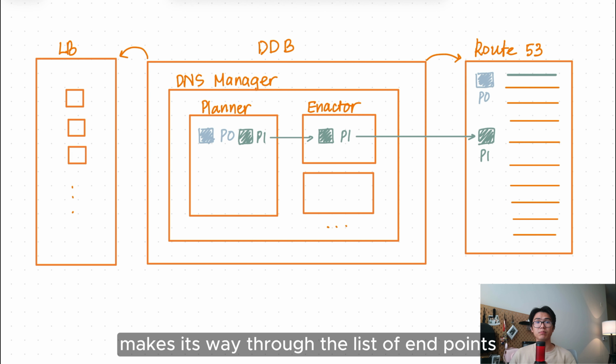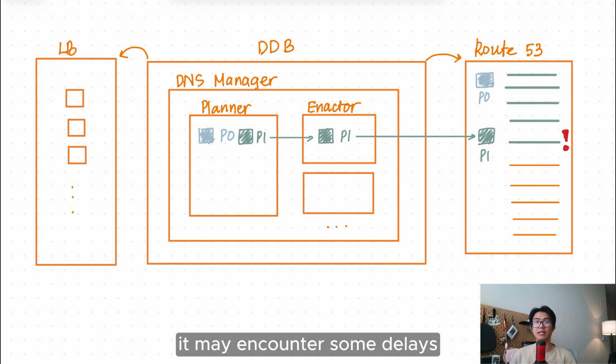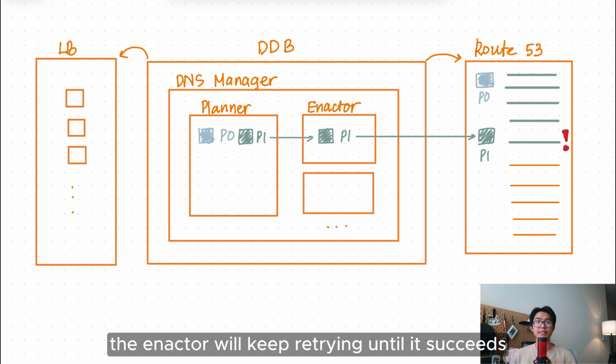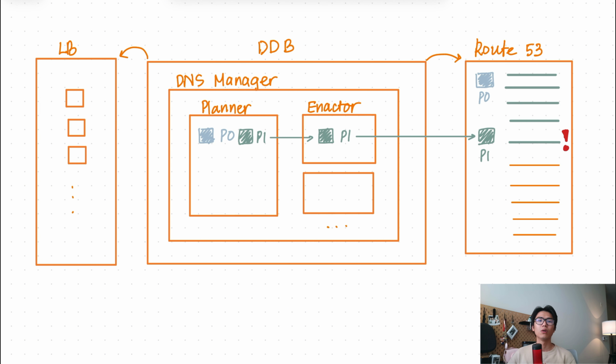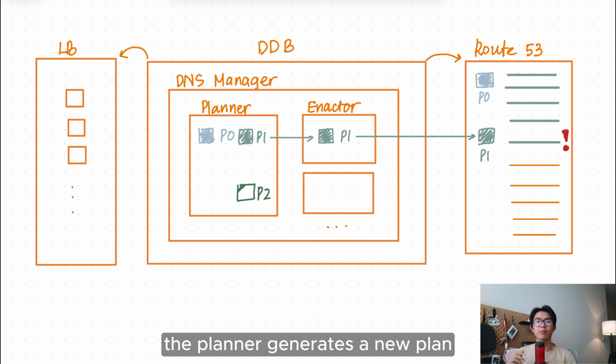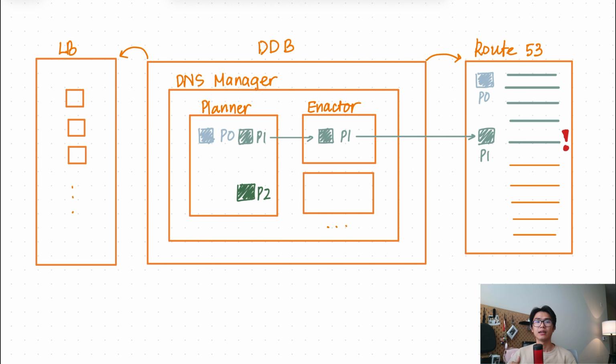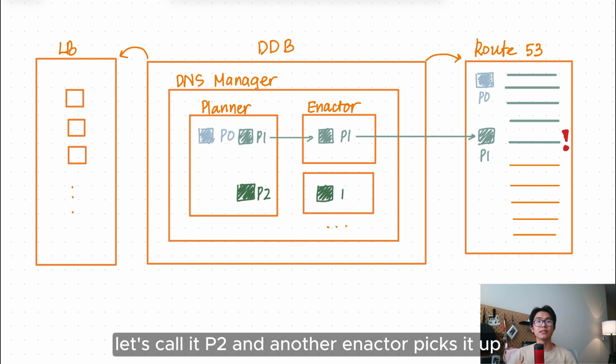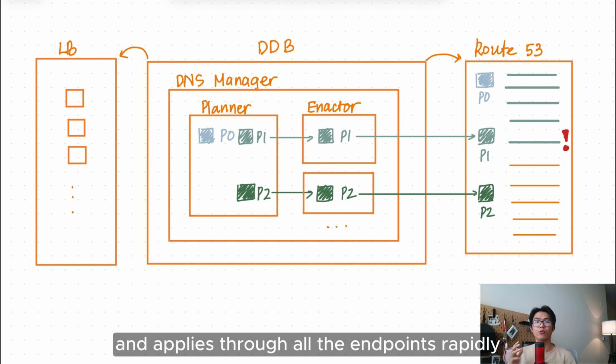As the enactor makes its way through the list of endpoints, let's say we have 10 endpoints here, it may encounter some delays. In these cases, the enactor will keep retrying until it succeeds for all endpoints. While this enactor is slowly working through all the endpoints, the planner generates a new plan, let's call it P2, and another enactor picks it up and applies it through all the endpoints rapidly.